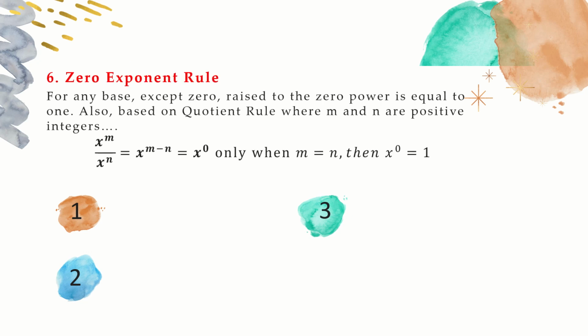For the zero exponent rule, for any base except 0 raised to the 0 power is equal to 1. Saan na siya pasabot? Also, based on quotient rule where the exponents m and n are positive integers. Muna may tabo. Ang m ug ang n puro positive integers as an exponent. So this is, if you will recall this one on the previous laws of exponent, this is quotient rule, no? X exponent m divided by x exponent n is equivalent to x exponent m minus n is equal to x exponent 0. Only, mahitabo rin siya kung ang exponent m ug n pareho.